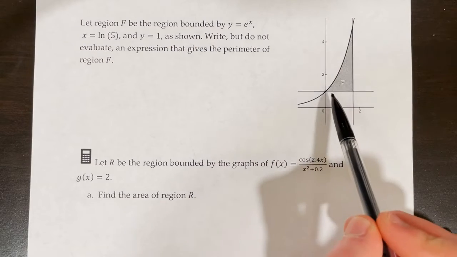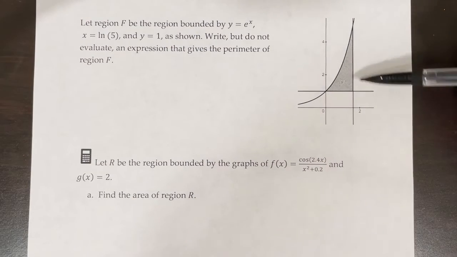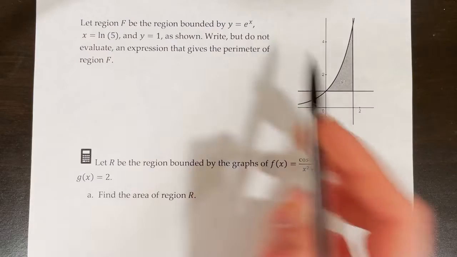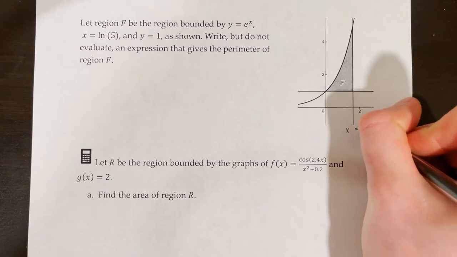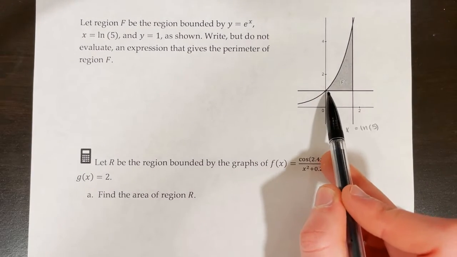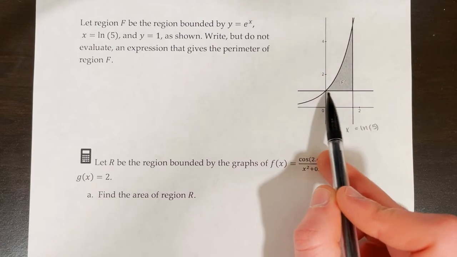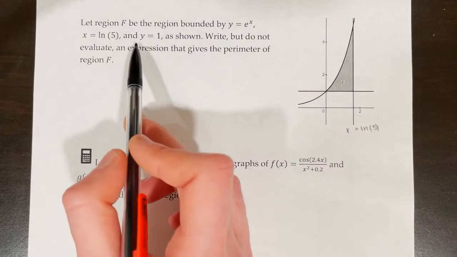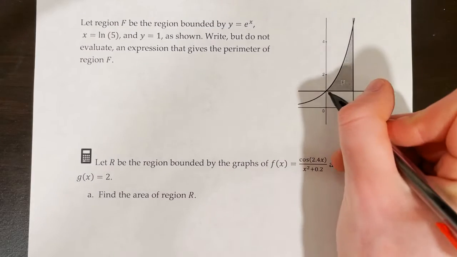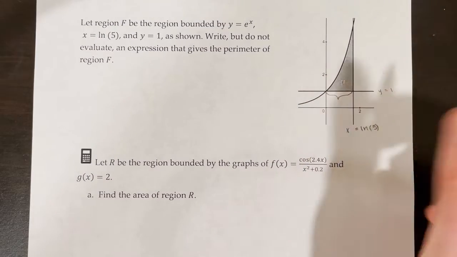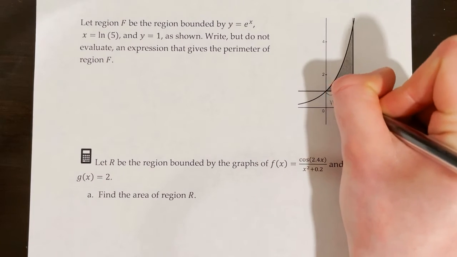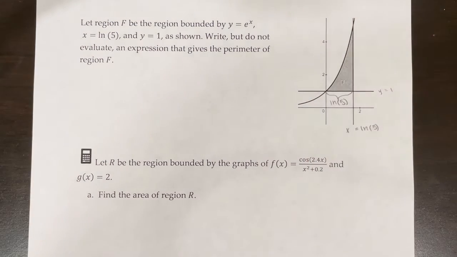Now, it's not too difficult to find the length of this and then the length of this segment, because I know that the vertical line is going to be x is equal to the natural log of 5. Now, I know that these are intersecting at (0, 1), because that's what it shows right on the graph here. And it says the line y equals 1. That means that this distance right here is going from x equals 0 to x equals the natural log of 5. So that distance is going to be the natural log of 5 units.